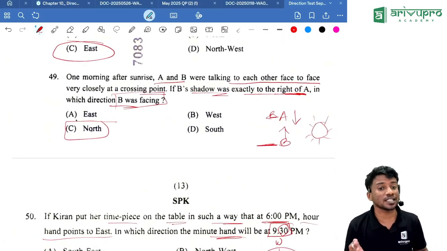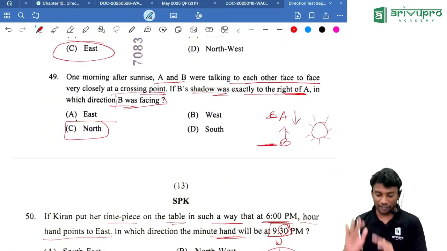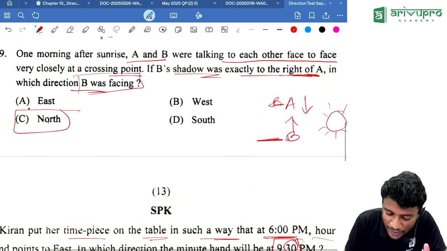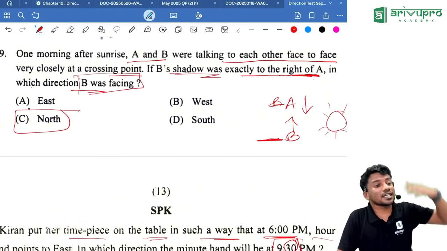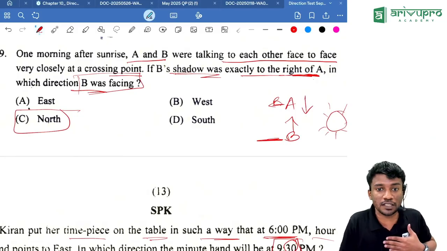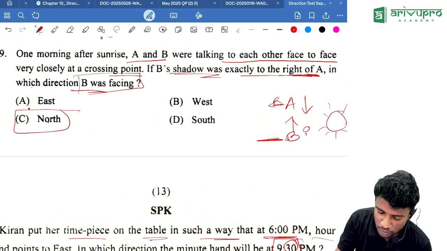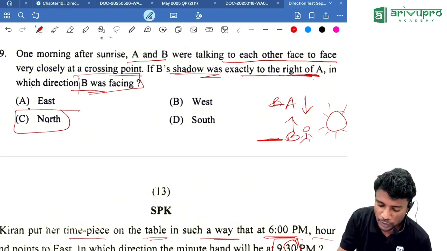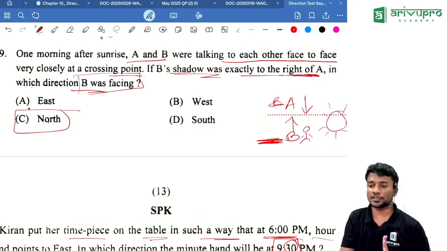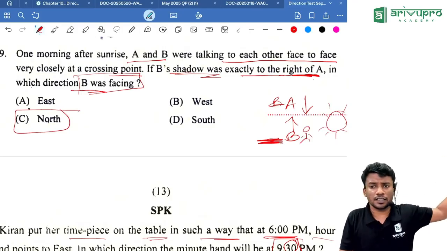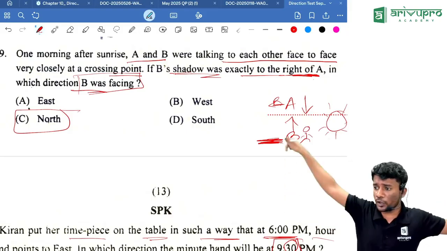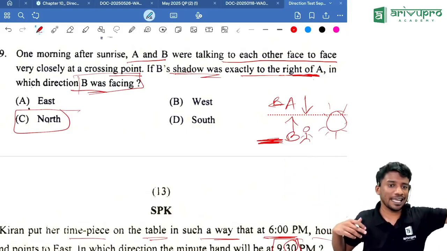Now, we need to understand where B is looking. First we are assuming B is looking towards north. That is an assumption we are taking. B is looking towards which direction? North direction. If B is looking towards north, his shadow will be towards the left hand side of B himself. Correct? His left hand side. If I am looking towards north, if the sun is over here, my shadow will be to my left.